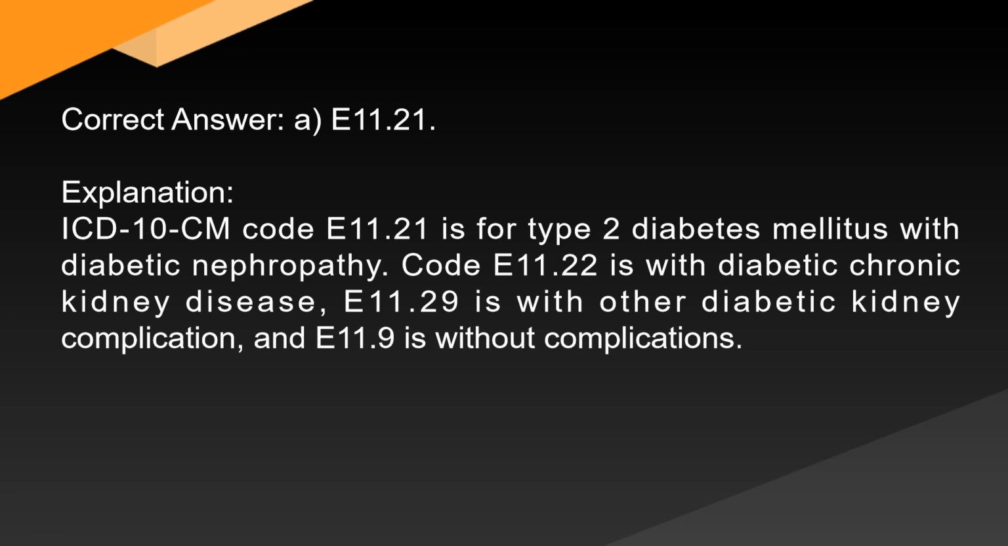ICD-10-CM code E11.21 is for type 2 diabetes mellitus with diabetic nephropathy. Code E11.22 is with diabetic chronic kidney disease. E11.29 is with other diabetic kidney complication, and E11.9 is without complications.